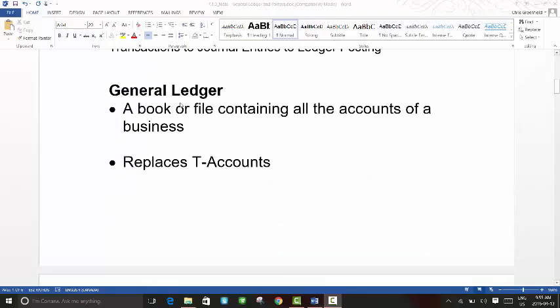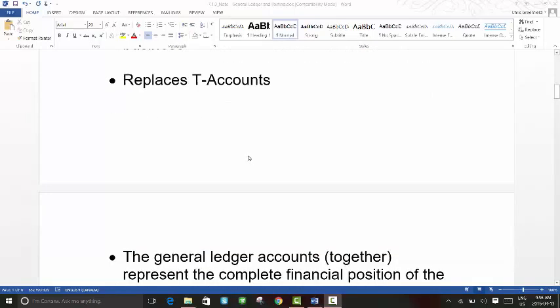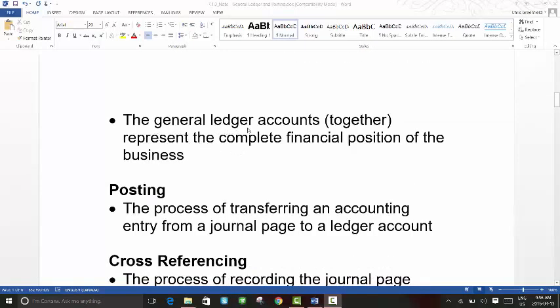By definition, a general ledger is a book or file containing all the accounts of a business. As we are going to learn later, there are different journals and there are different ledgers, different kinds of accounts with different purposes. The ledger in general, or the ledger book, replaces the process of using T accounts. The general ledger accounts altogether represent the complete financial position of the business. So in the same way that we use the final balances of T accounts to create a balance sheet, we would do the same thing with ledger accounts, which we're going to see in a couple of lessons.